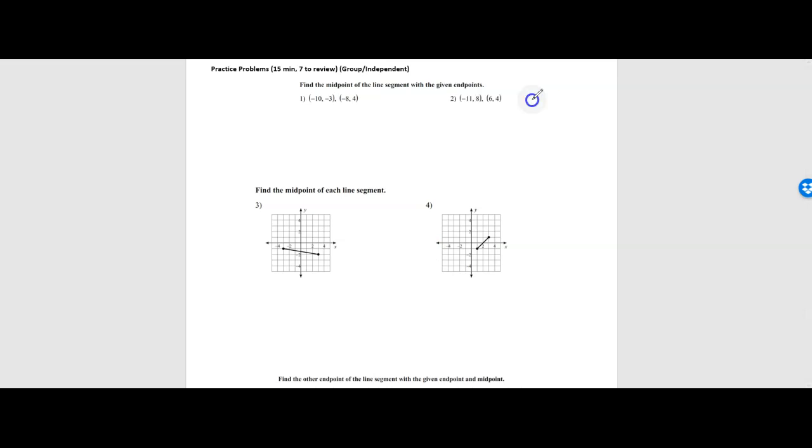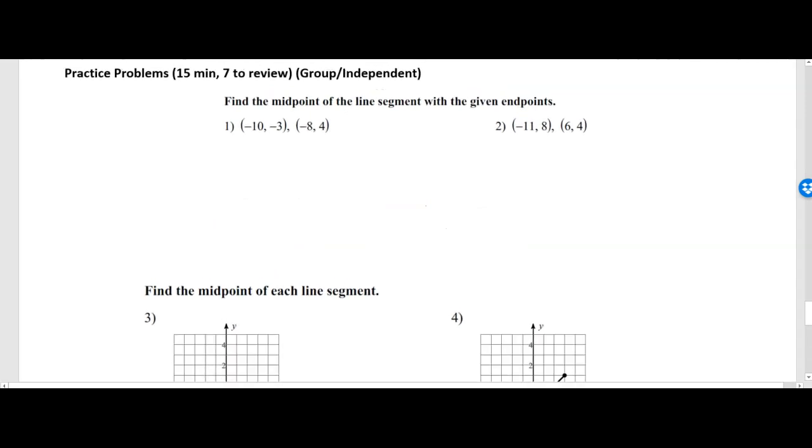All right, for number 1, make sure you label x1, y1. It's a little confusing. Let's make this a little bigger. There we go. So I've got x1, comma y1, and x2, comma y2. Again, it doesn't matter if you label those differently as long as you keep your x1 and your y1 together.